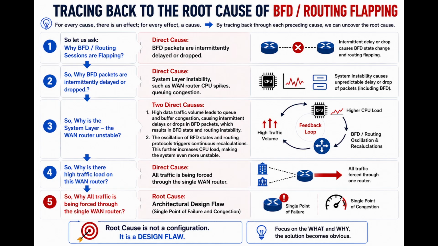So then we ask, why is there high traffic load on this WAN router? The direct cause is simple. All traffic is being forced through the single WAN router. So then we ask, why is all traffic being forced through a single WAN router? The cause is this WAN router serves as both a single point of failure and a single point of congestion.